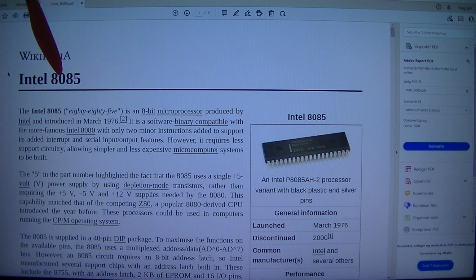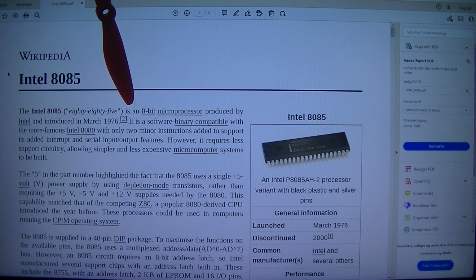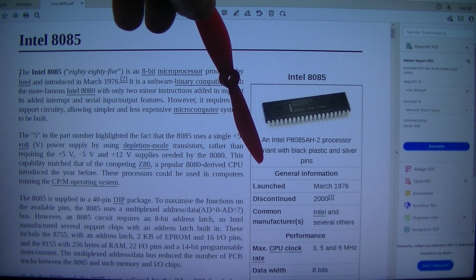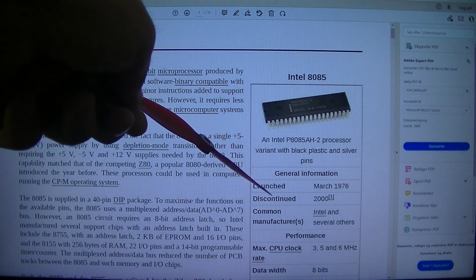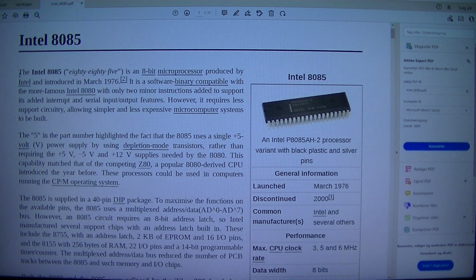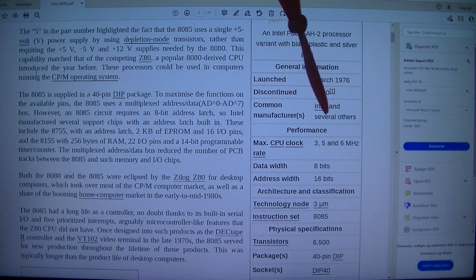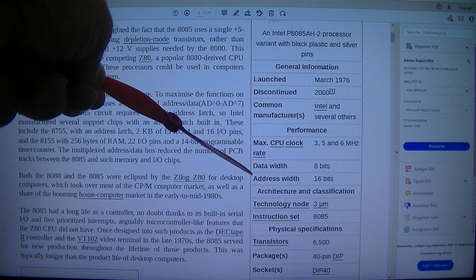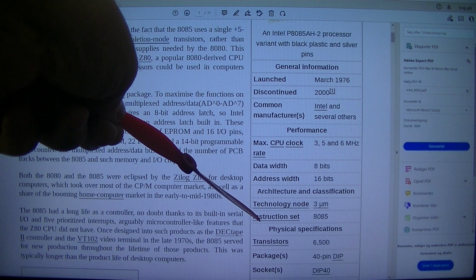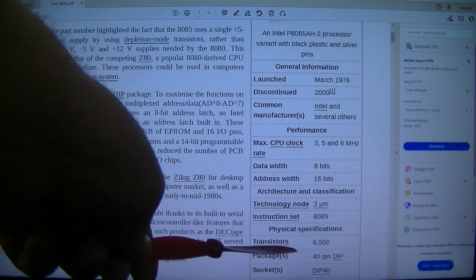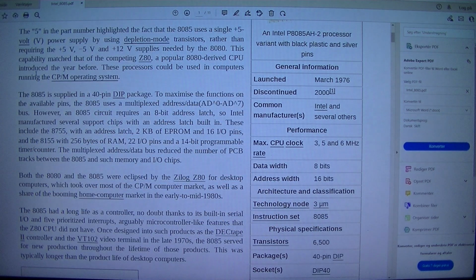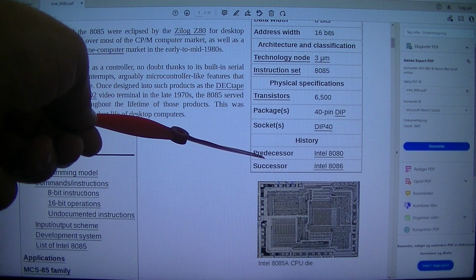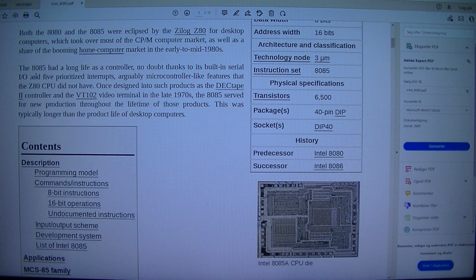Intel 8085. Intel P8085 R2 processor variant with black plastic and silver pins. General information. Launched March 1976. Discontinued 2001. Manufacturers: Intel and several others. Performance max CPU clock rate 3, 5 and 6 MHz. Data width 8 bits. Address width 16 bits. Architecture and classification: instruction set. 8085 physical specifications. Transistors 6,500. Package 40-pin DIP. Socket DIP 40. History. Predecessor Intel 8080, successor Intel 8086.